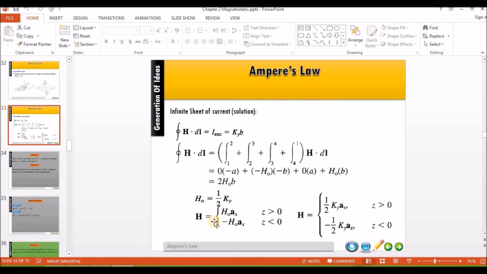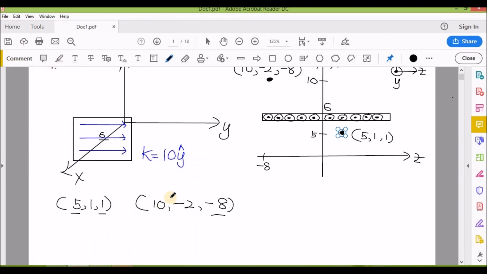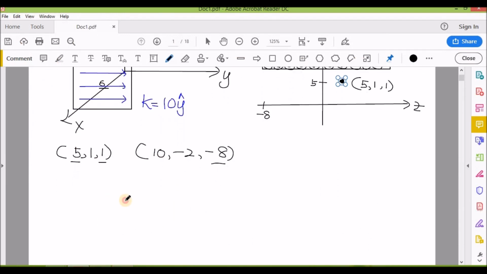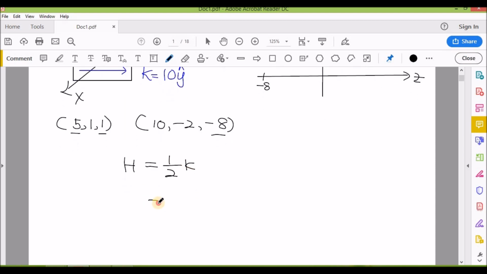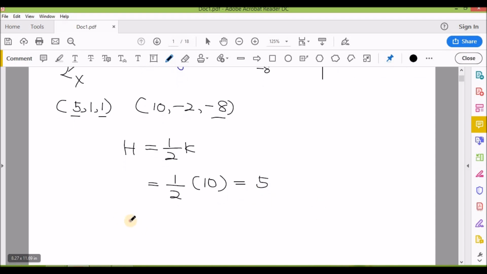This is the formula that we learned, which gives the magnitude of the magnetic field. H will be equal to 1 over 2 K. The K given by the question is 10, so the magnitude of the magnetic field will be 5. But you have to mention its direction as well.